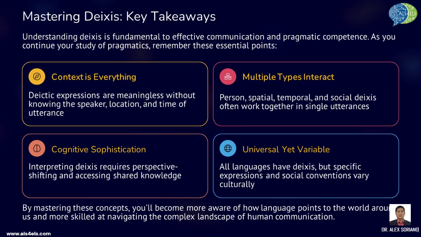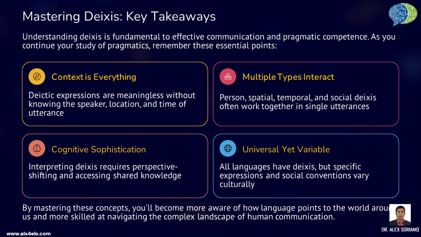To wrap up, understanding deixis is a key part of becoming a skilled communicator. As you continue your studies in pragmatics, remember these essential points. Context is everything: a deictic expression is meaningless without knowing the speaker, their location, and the time they are speaking. Multiple types interact: we often use person, spatial, temporal, and social deixis all together in a single sentence.